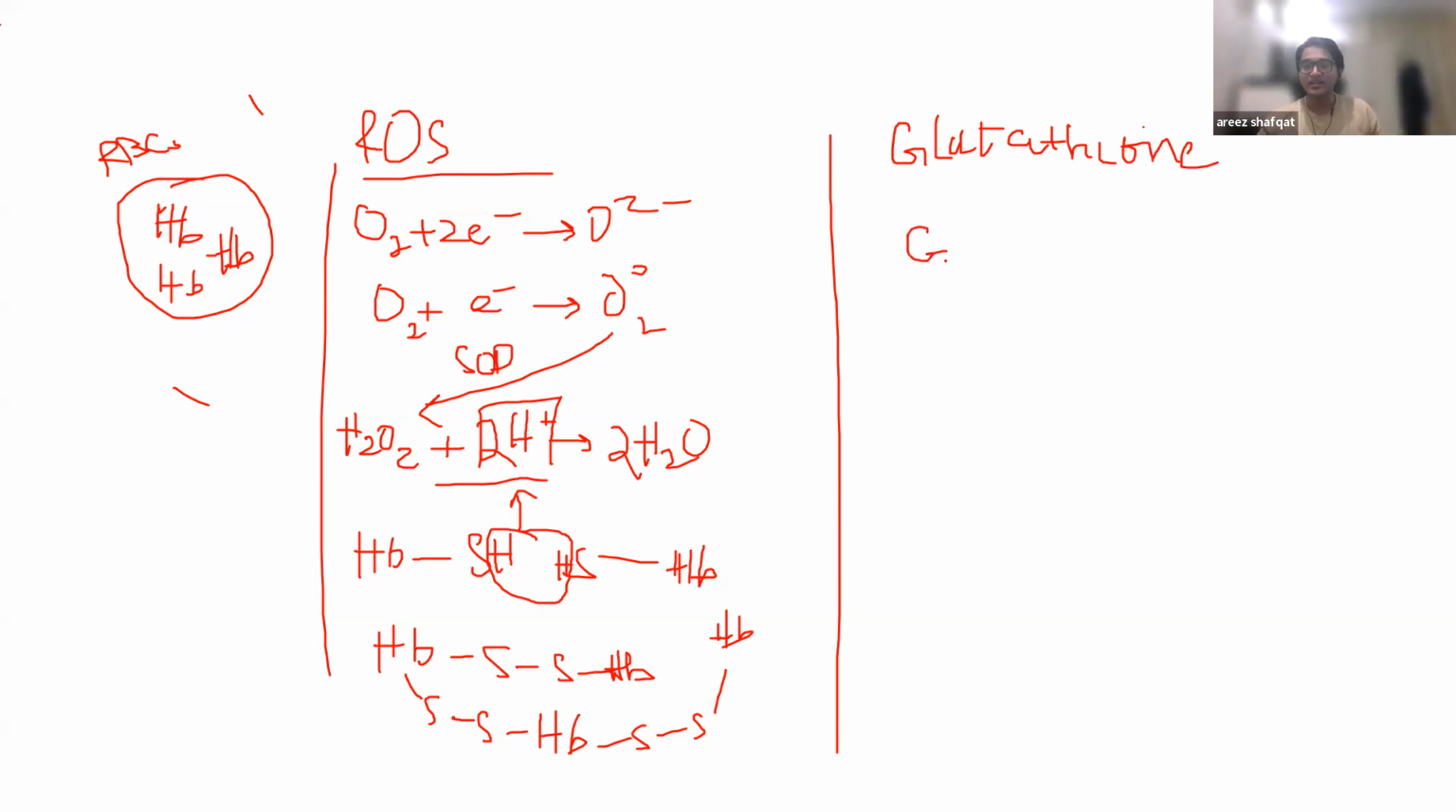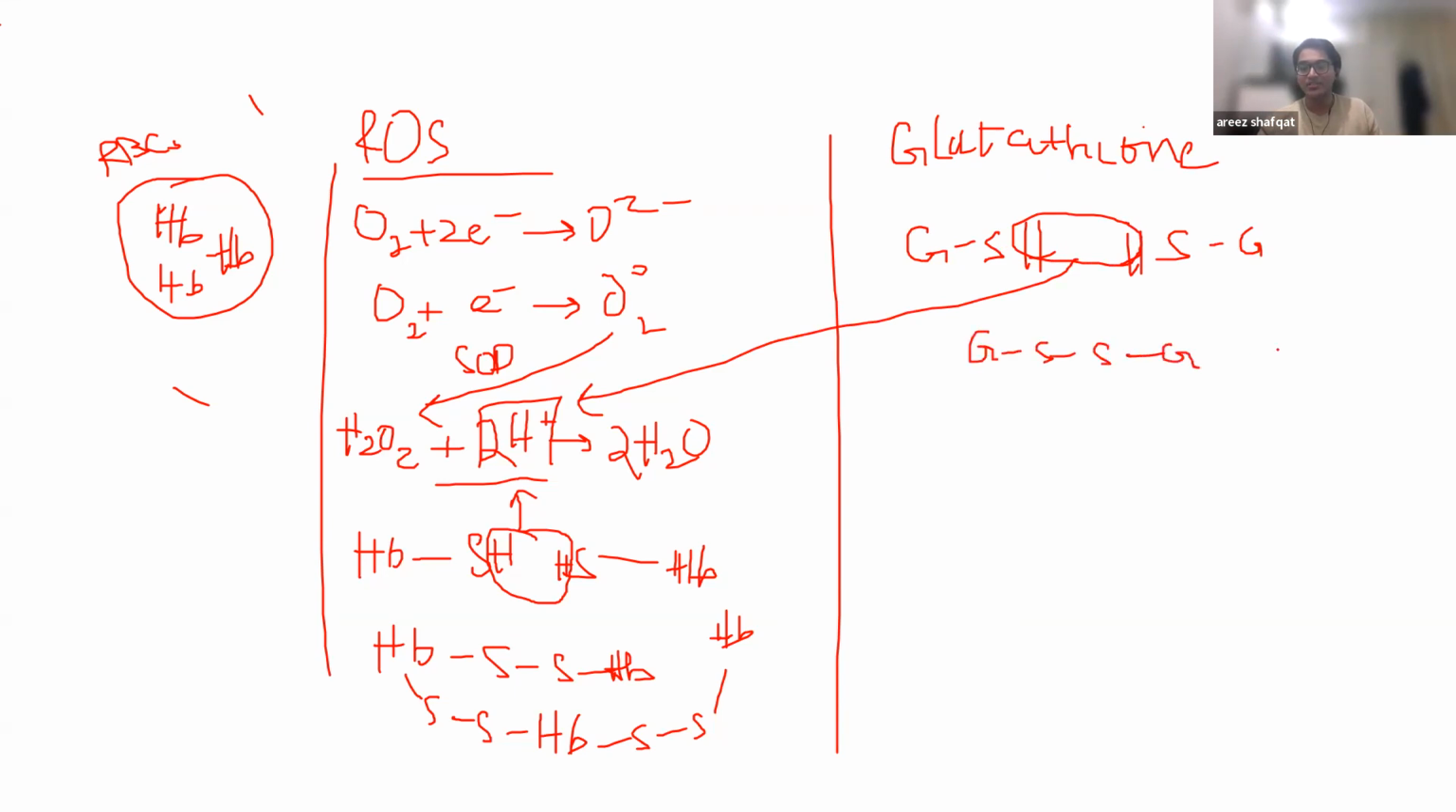So I'll draw a G here and an SH here, and another G here and another SH here. Glutathione will get oxidized and give these two hydrogens to hydrogen peroxide. It will form GSSG, which is oxidized glutathione. This is reduced glutathione. This reaction is mediated by an enzyme called glutathione peroxidase.